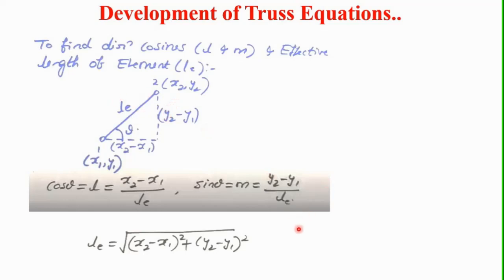Now again from the Pythagoras theorem, Le squared is equal to (x2 minus x1) squared plus (y2 minus y1) squared. Therefore the effective length of the element, Le, is equal to the square root of (x2 minus x1) squared plus (y2 minus y1) squared. Pythagoras theorem is used here to calculate the effective length of the element.